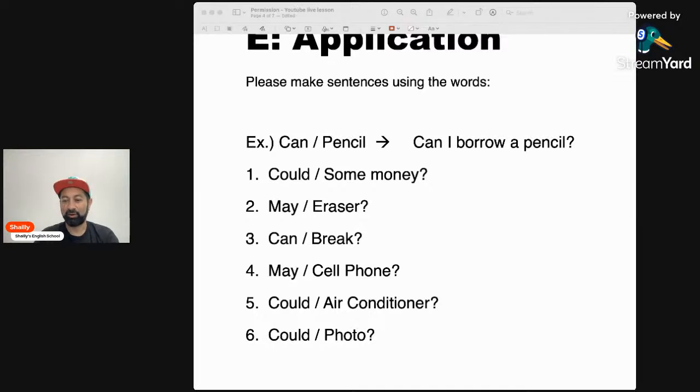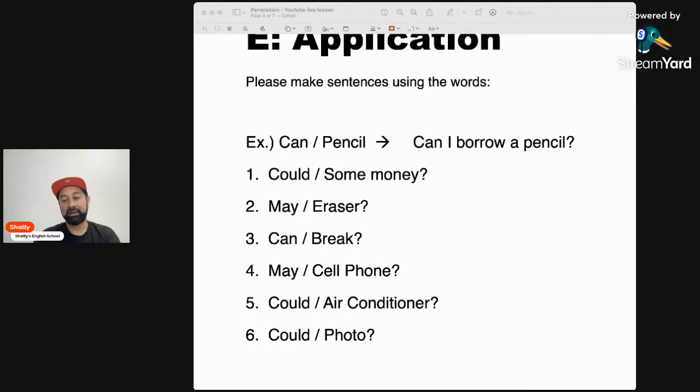All right. Yes, you can. Let's look at the example. We've got can and pencil. So my example question for this is, can I borrow a pencil? Can I borrow your pencil?